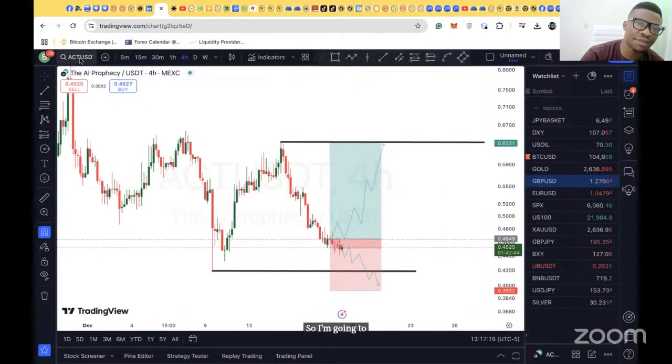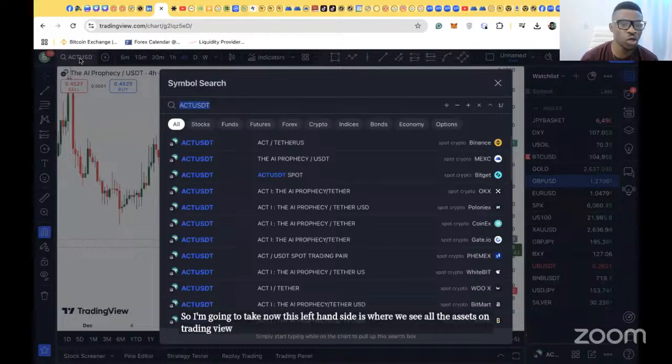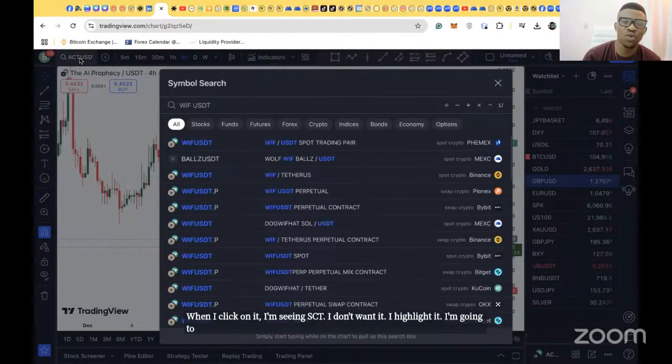This left-hand side is where we see all the assets on TradingView. On almost all the platforms, they put the assets on the left-hand side. When I click on it, I'm seeing ACT. I don't want it. I highlight it. I'm going to change it to WFI USDT.